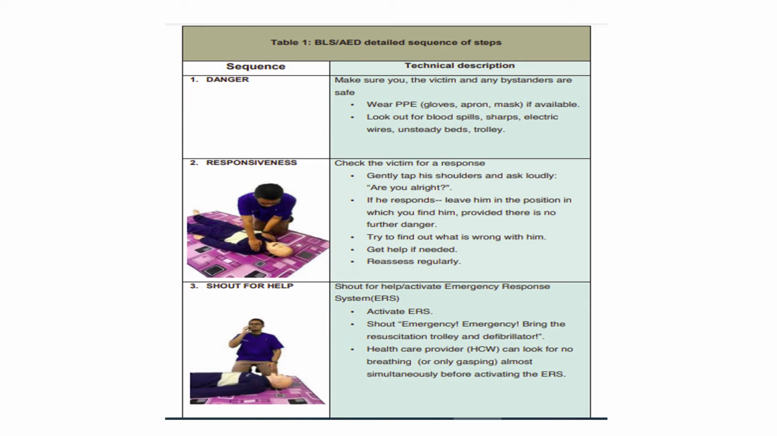So the next few slides is to show the detailed sequence of the step that has been mentioned before. If we follow the sequence, the first thing is to assess the danger of the surrounding environment. Second, check the level of responsiveness of the victim. If the patient is responding, you can leave him in the position in which you find him, provided there is no further danger. Then try to find out what is wrong with him. Get help if needed, and we need to reassess the victim regularly.